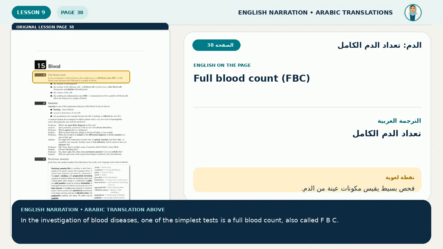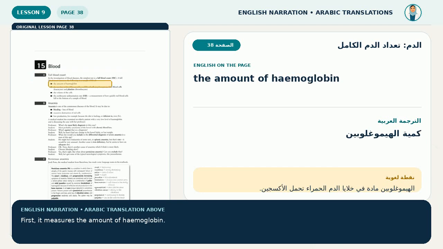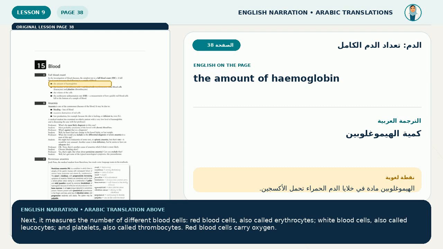In the investigation of blood diseases, one of the simplest tests is a full blood count, also called FBC. A full blood count measures several things in a sample of blood. First, it measures the amount of hemoglobin. Hemoglobin is the substance in red blood cells that carries oxygen.